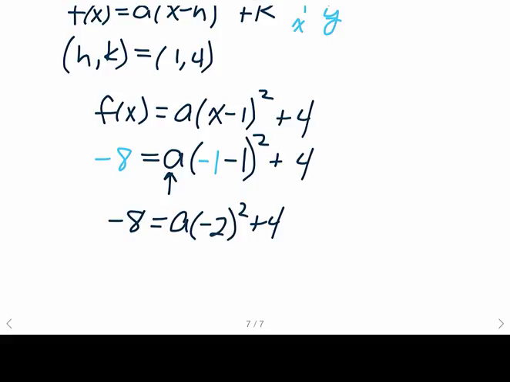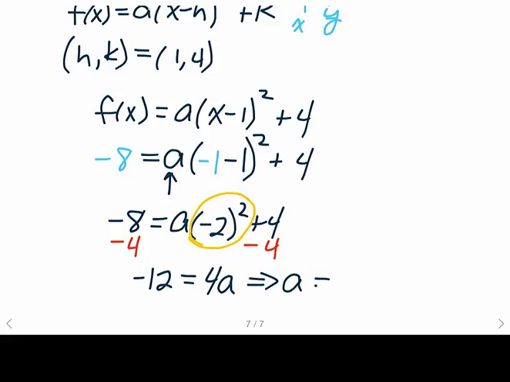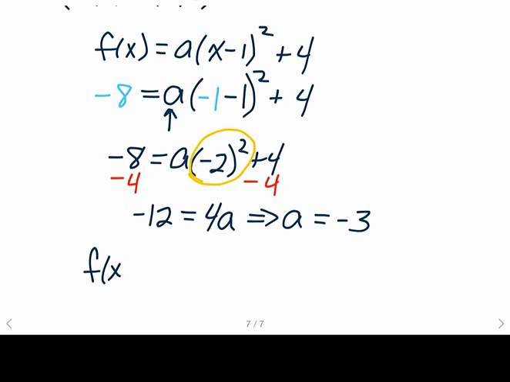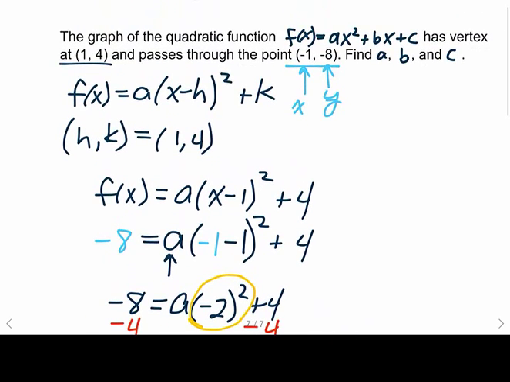Since I'm solving for a, what I'd like to do is subtract 4 from both sides. And at the same time, I'm going to go ahead and simplify -2 squared. So I get -12 is equal to 4a, which indicates to me that a is -3. Now I have that f of x is equal to -3 times the quantity of x minus 1 squared plus 4, which is almost good enough, but if we scroll back up, we were asked for a, b, and c.